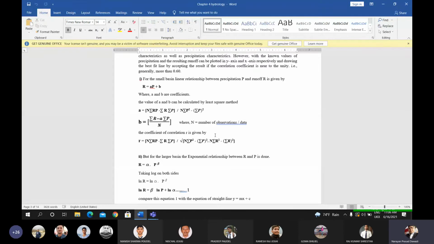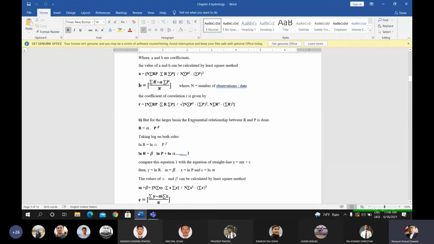That is generally denoted by the coefficient of runoff. If the coefficient is near to 1, it is very good. If the coefficient is less than 0.5 and near to the 0 value, then that will be a bad correlation. That relation does not establish the proper relationship between the resulting runoff and the precipitation. Okay, we can use that.